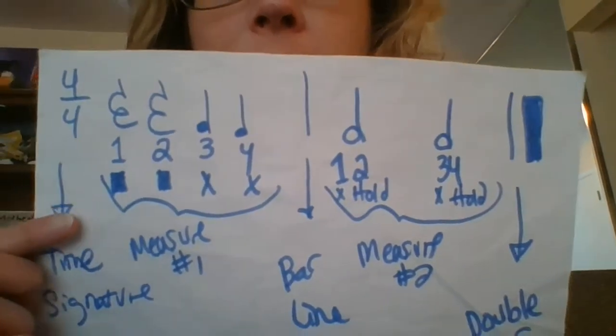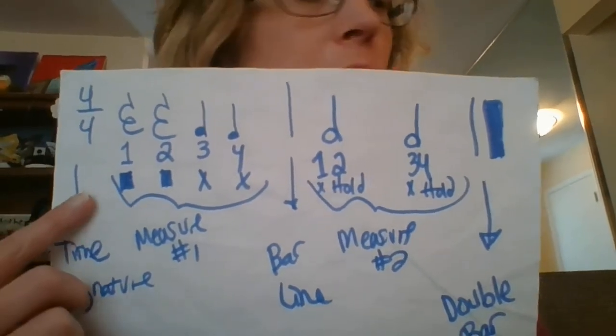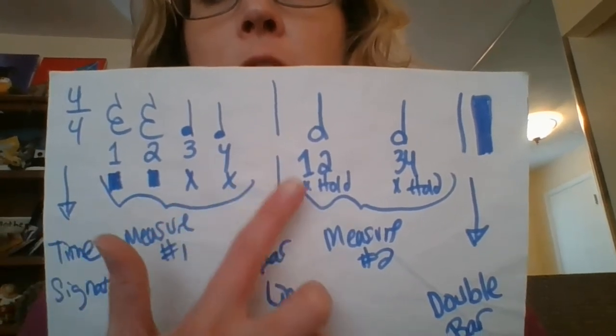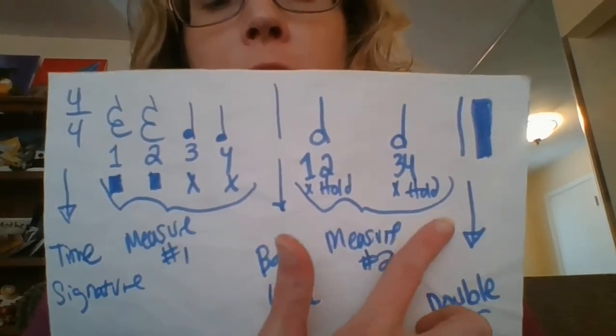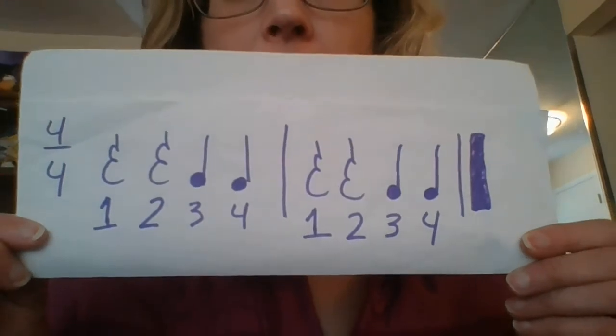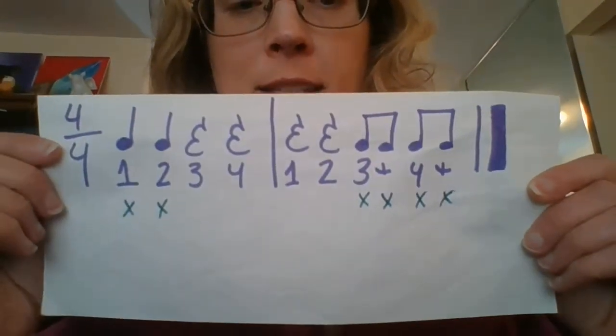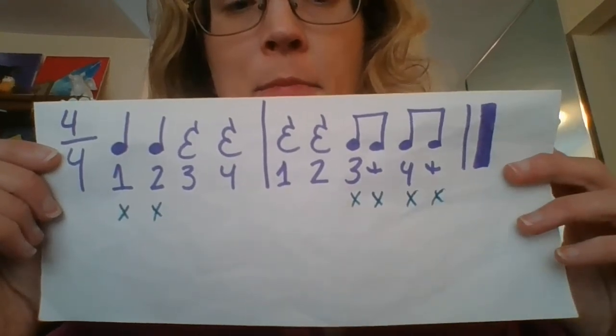Now you try it by yourself. 1, 2, here we go. 1, 2, 3, 4. Good job. Now I'm going to hold this up. Now you pause it, and then you clap the rhythm, okay? I'm gonna flip it over. You pause it, and you clap the rhythm.